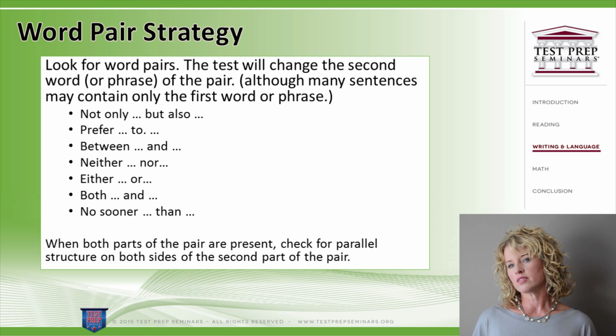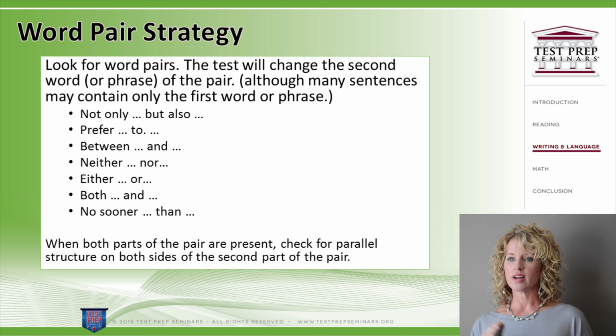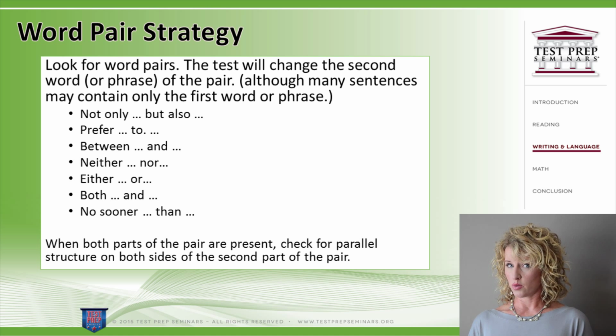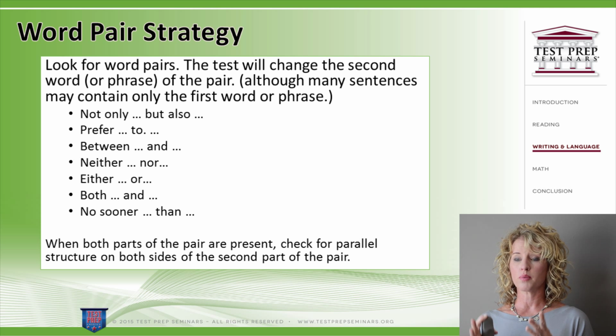So these are kind of fun, right? These are all best friends. They don't ever go anywhere without the other one. But on the PSAT, sometimes they leave one of them behind. Frequently, they'll give you the first one and not the second one. If they give you both, then you need to look at both parts and check for parallel structure on either side of the second pair.